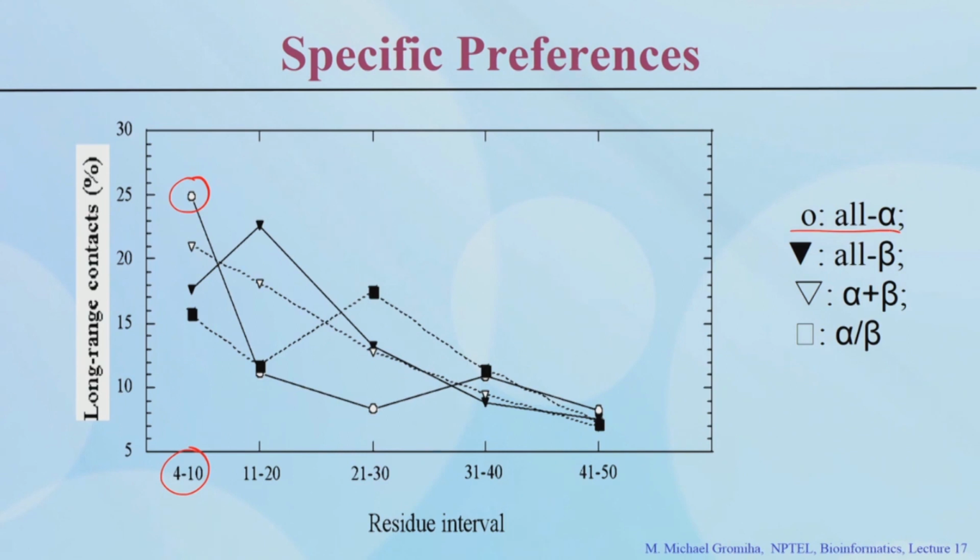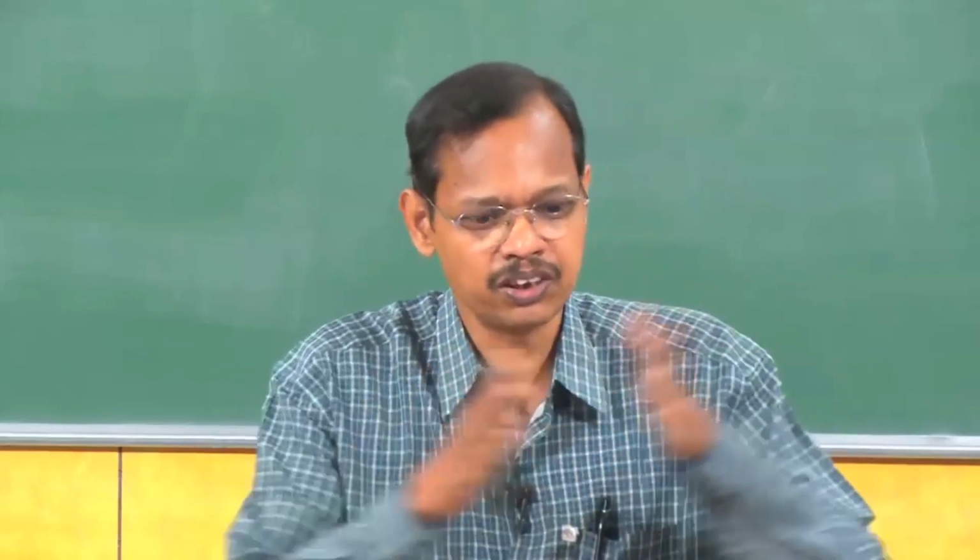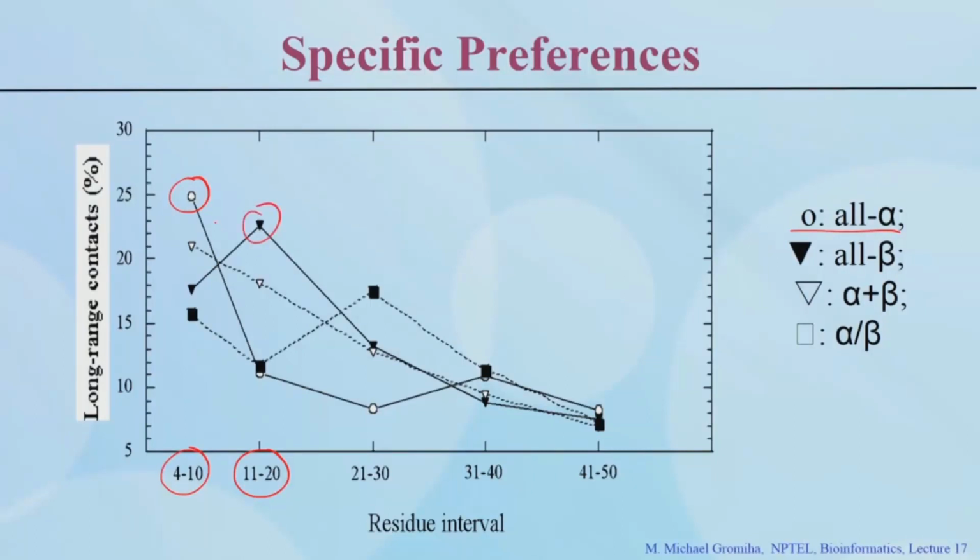But if you look into the all beta proteins, here the range is 11 to 20 because mainly these are antiparallel beta strands, which have the hydrogen bonding pattern with respect to more than 10 residues. So, you can see 11 to 20 residues is the dominance in the case of all beta proteins. But look into alpha plus beta proteins, that is in between: here is all alpha, here is all beta, and this is in between all alpha and all beta.